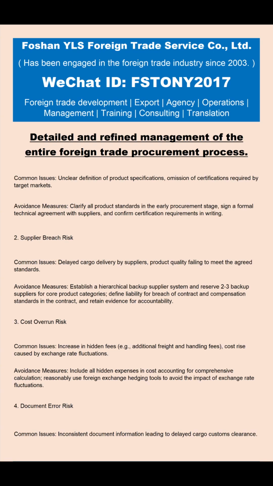2. Supplier breach risk. Common issues: delayed cargo delivery by suppliers, product quality failing to meet the agreed standards. Avoidance measures: establish a hierarchical backup supplier system and reserve 2 to 3 backup suppliers for core product categories. Define liability for breach of contract and compensation standards in the contract, and retain evidence for accountability.